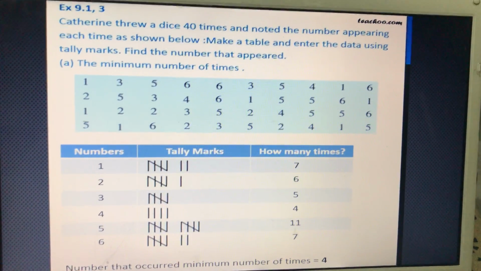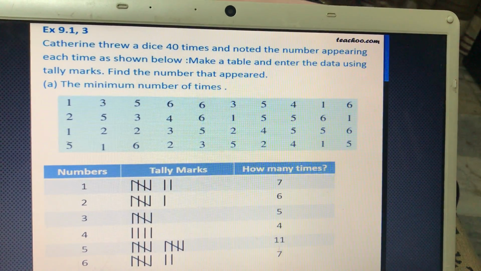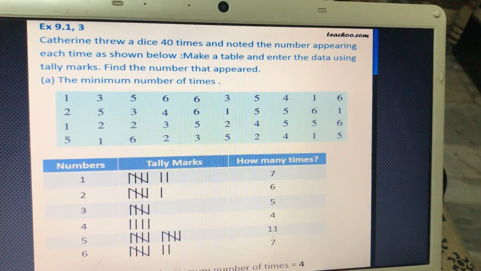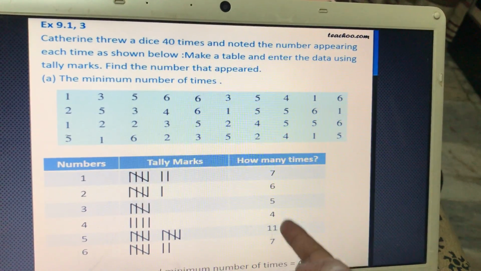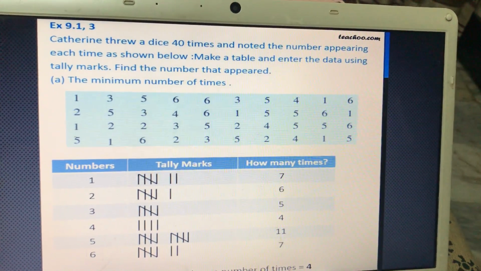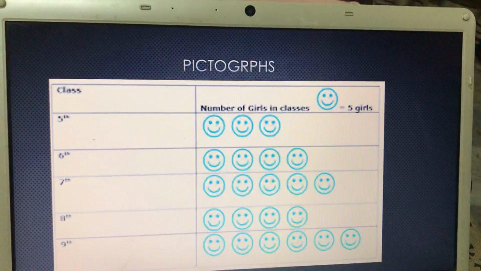Now we have to answer the A part, the minimum number of times. Find the number that appeared the minimum number of times. Minimum means lesser, the smallest. Now you can see here from the frequency, this frequency 4 is the lowest, which is for number 4. It means the number 4 is appearing the minimum number of times.